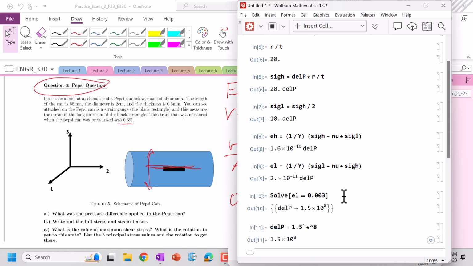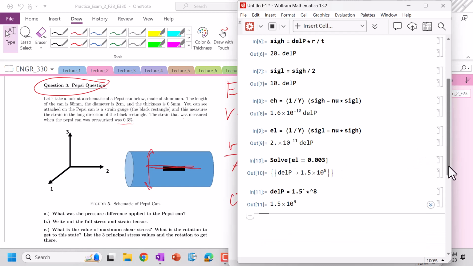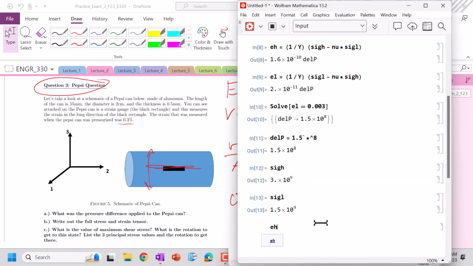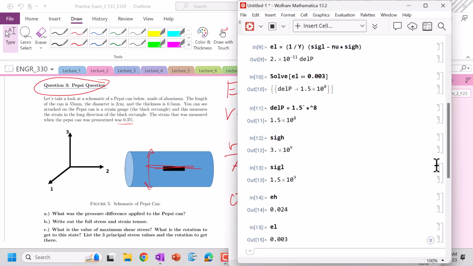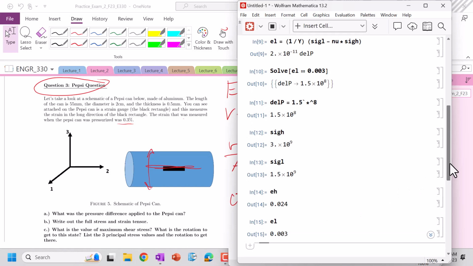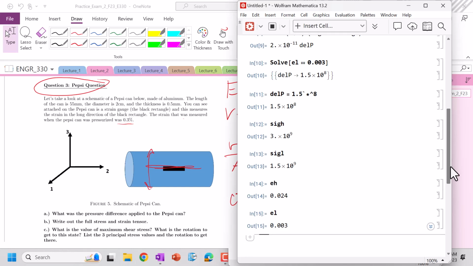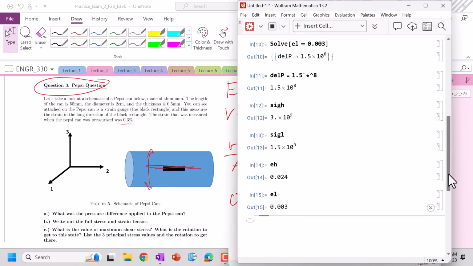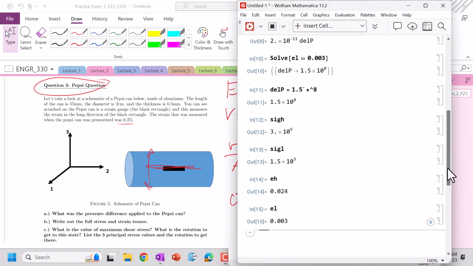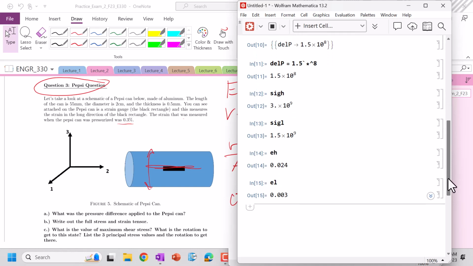So now what we'll do is we have everything else now. Sig H, sig L, EH, EL. There we go. We got it. Everything else is done, so we are good to go. So what was the pressure difference? We solved for that. Full stress and strain tensor, we have those values here.